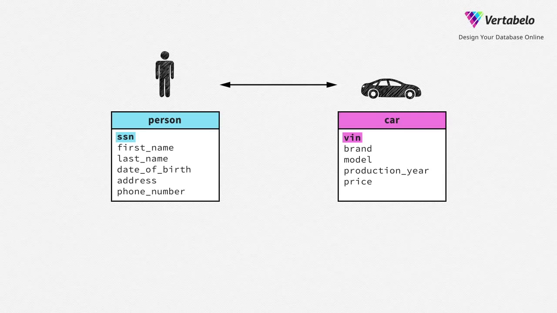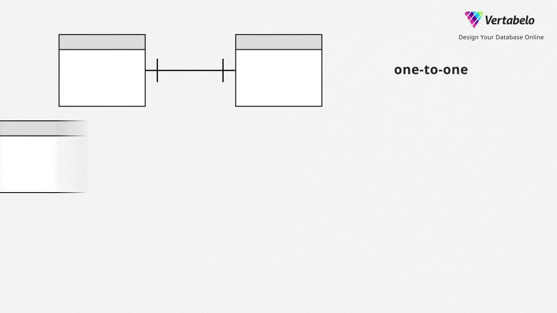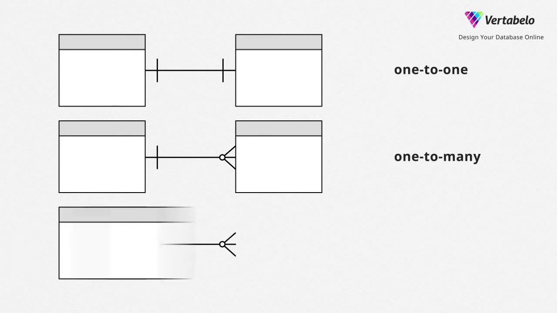In this database model, there is no relationship between a person and a car. But in reality, people own cars. Or, in other words, cars are owned by people. In the database world, this kind of relationship is represented by a reference. A reference defines that there is a relationship between the tables it links. It also shows how they are related to each other.